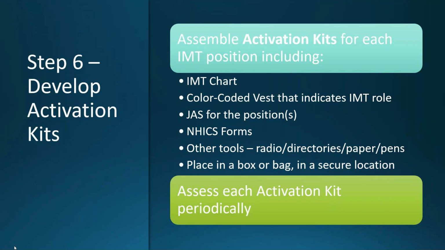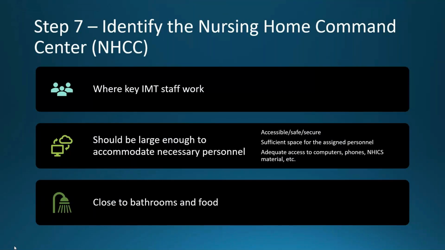We need NHICS forms at our command center. We need other tools like radios, directories, paper, pens, other ways of getting hold of folks. If you've got an 800 megahertz radio, you've got walkie-talkies, things of that nature, you will place these in a bag or a box somewhere in a secure location. And then, pull these activation kits out and test them frequently. Make sure that they haven't degraded while they've been in storage.